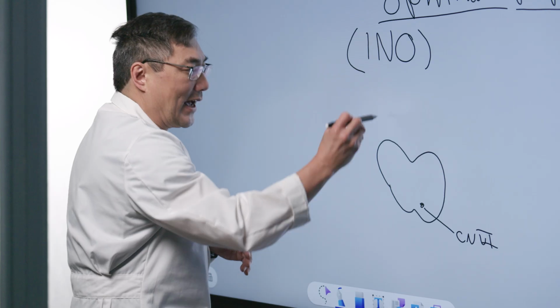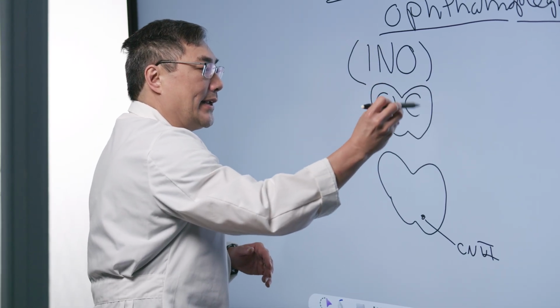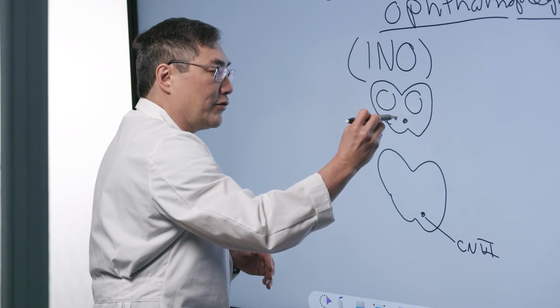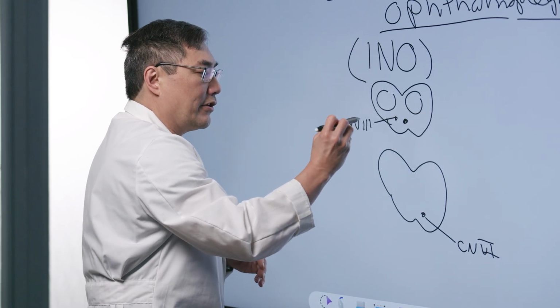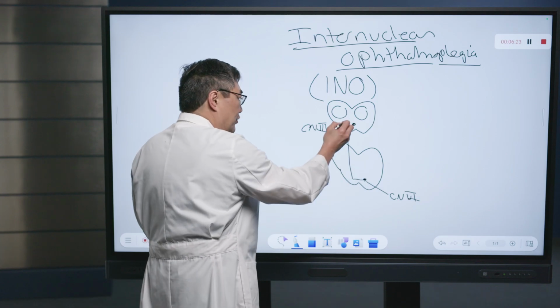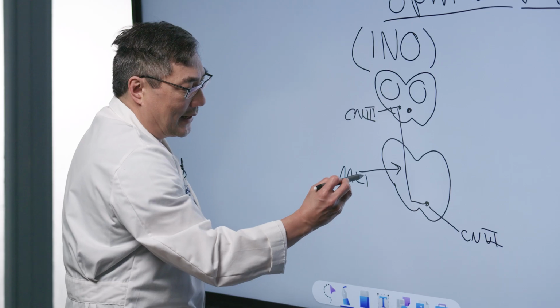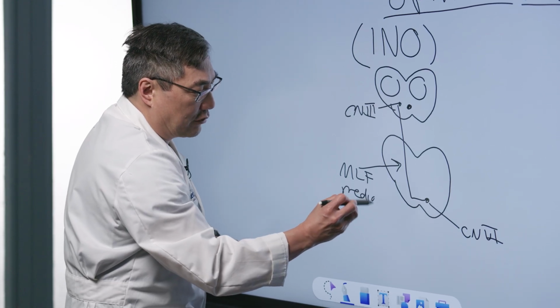And the 6th nerve has to talk to the midbrain, and the midbrain has the cranial nerve 3 nucleus. So cranial nerve 6 has to talk to cranial nerve 3, and the structure that allows that communication to occur is called the MLF, the medial longitudinal fasciculus.